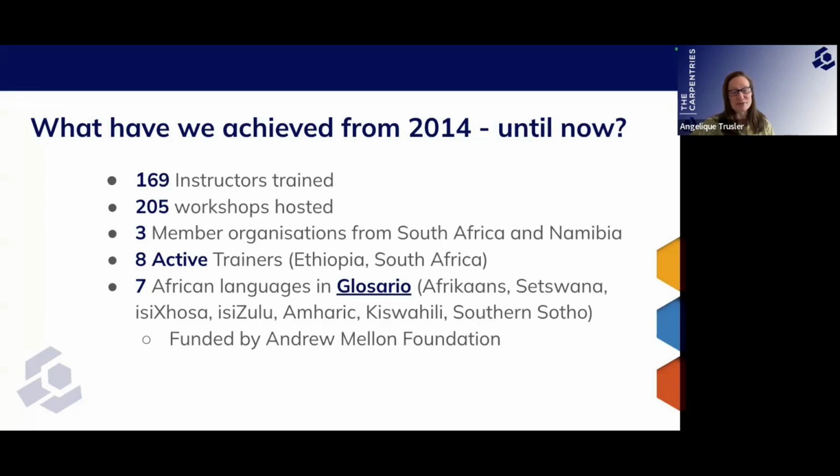And the 7 African languages in Glossario. If someone asks me what my highlight of the year is, this is it. We got funding from the Mellon Foundation to upscale Glossario. And you're going to say, Angelique, what is Glossario? So Glossario is a multilingual online dictionary where we have English data science and programming terms, and we are constantly translating it. At the moment, overall, it's 26 languages we are translating it into, and 7 of those are African languages and growing by the month.